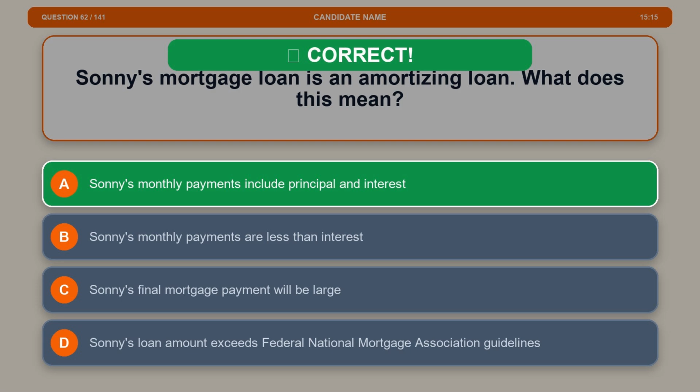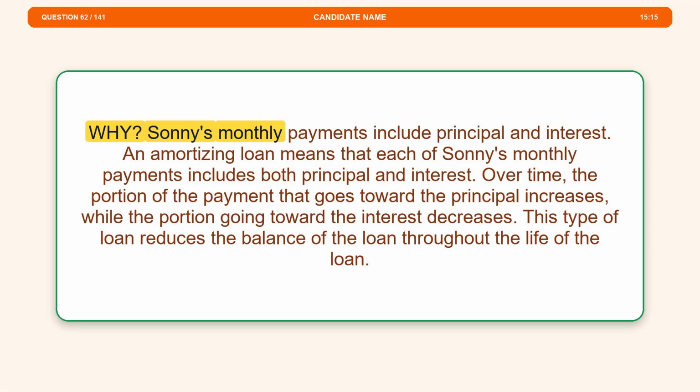The correct answer is option A. Sam's monthly payments include principal and interest. An amortizing loan means that each of Sam's monthly payments includes both principal and interest. Over time, the portion of the payment that goes toward the principal increases, while the portion going toward the interest decreases. This type of loan reduces the balance of the loan throughout the life of the loan.